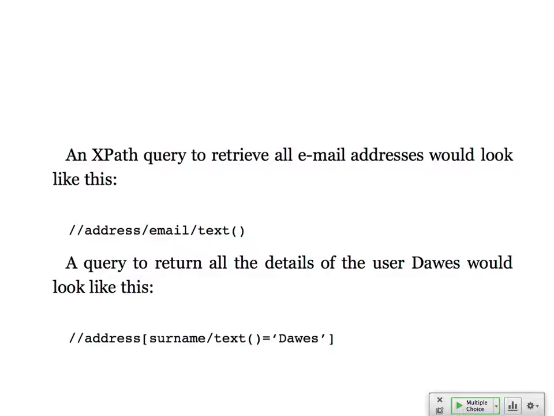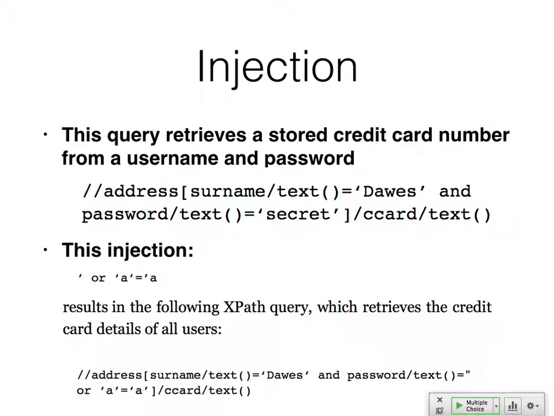This is under the user's control. So again, I can put in special characters. And so this will give me a stored credit card number from that person. So I've got address, surname, text equals Dawes, and password equals secret, then give me the credit card number. So here's the injection: apostrophe or A equals A, the old familiar one. And now you get all the credit cards for everybody, because surname text equals Dawes, and password text equals A or A.